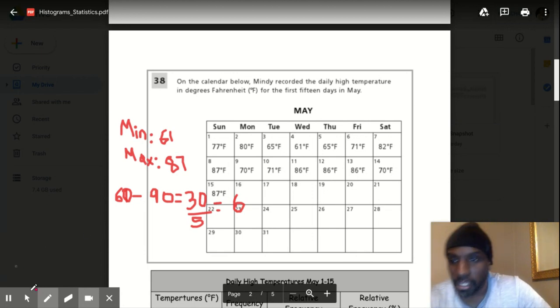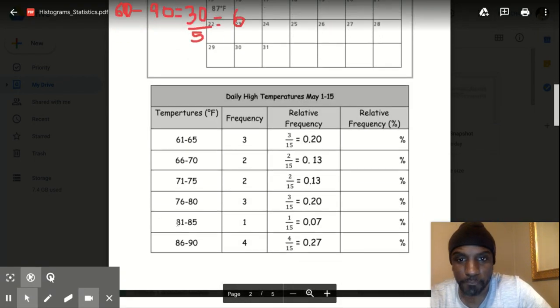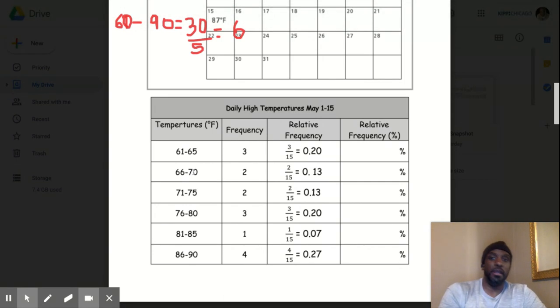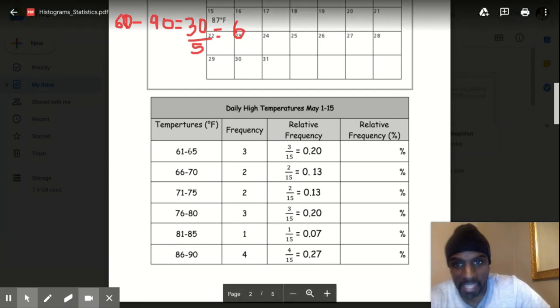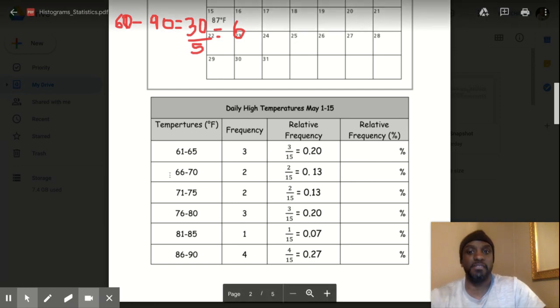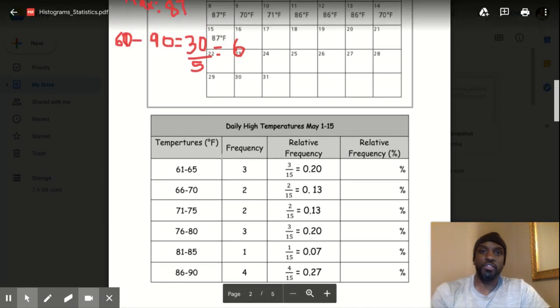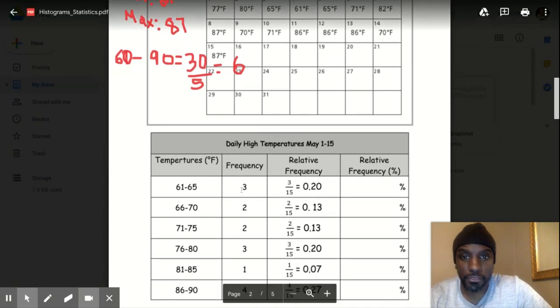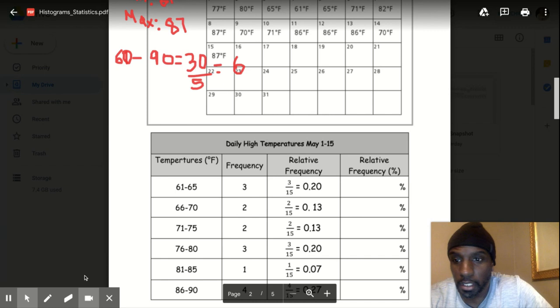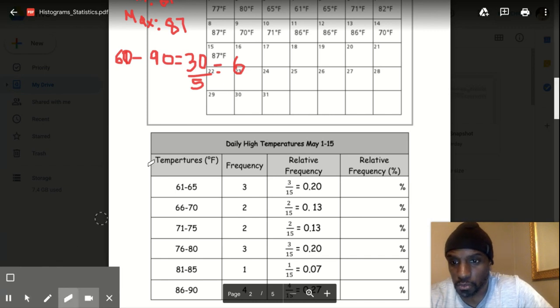So let's go down to the bottom and see what we've got here. Okay, I do. 61 through 65, 66 through 70, 71 through 75, 76 through 80, 81 through 85, and 86 through 90. All of these have a width of 5, and there's 6 of them: 1, 2, 3, 4, 5, 6. Now, I counted 3 times that there were numbers between 61 and 65 up here. So I'm going to use, let me erase this now.